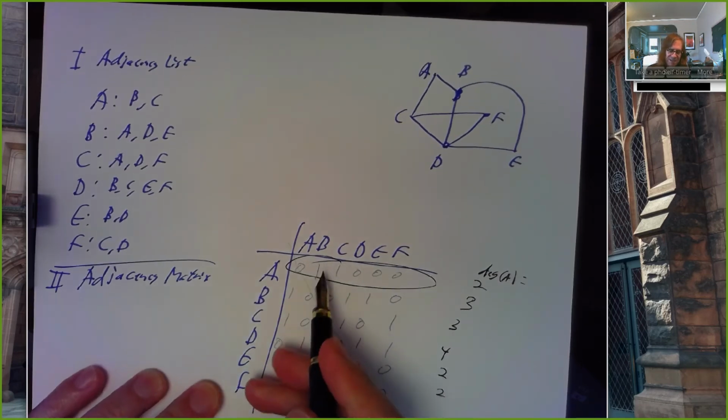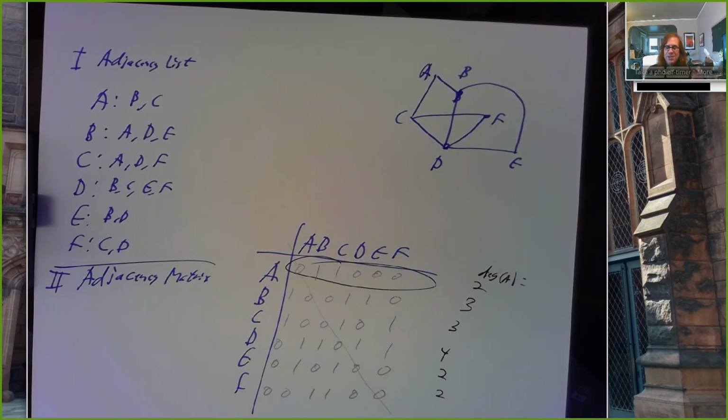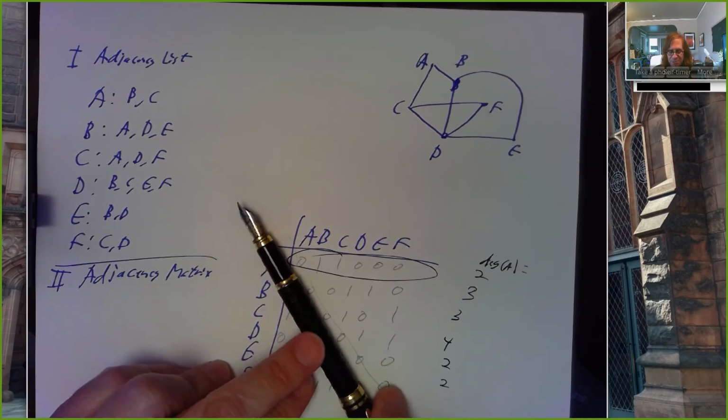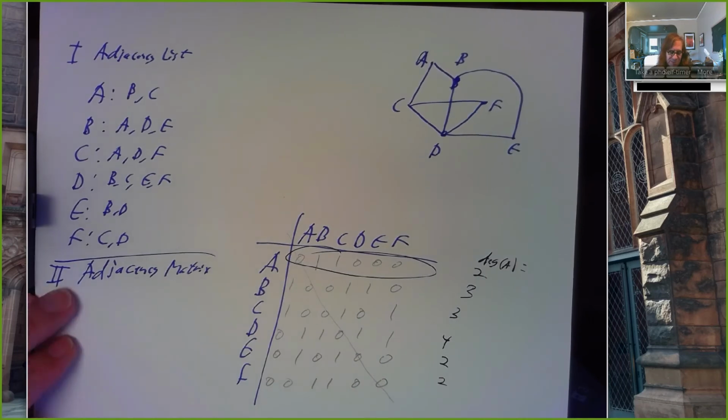If we add up all the elements in here, what are we going to get? We're going to get twice the sum of the degrees. And that's going to tell us something about how many edges we have. And we don't really need the whole matrix. We could just store an upper or lower triangle.